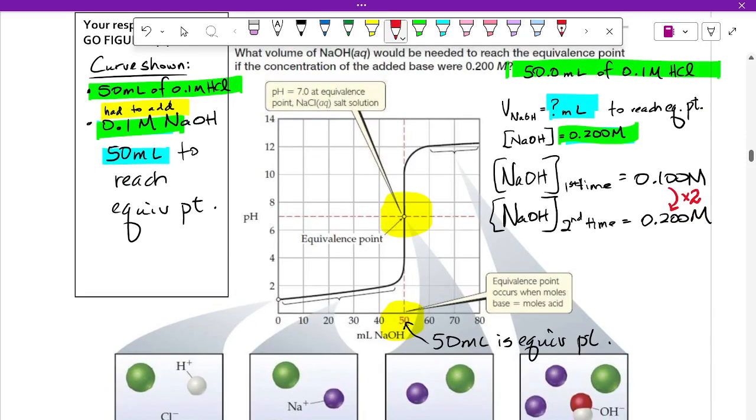It'll be half. If you double the concentration, you have twice as many moles in the same volume. If you double the volume, that means you'll have 4 times as many moles. So if you double the concentration, you will need half the volume.